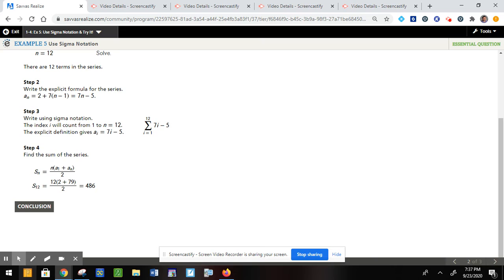So if we want to find the sum of the whole series, let's use the formula we used in example 4. 12 is the amount of terms in the sequence. 2 is the first term. 79 is the last term. You simplify that expression, you get 486. So in conclusion, that's the sigma notation for that series of numbers that you saw, and 486 is the sum of all of them.